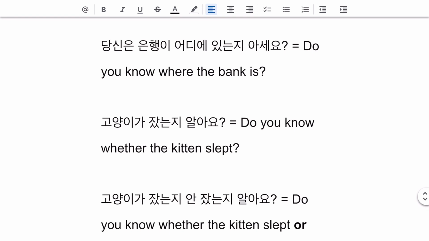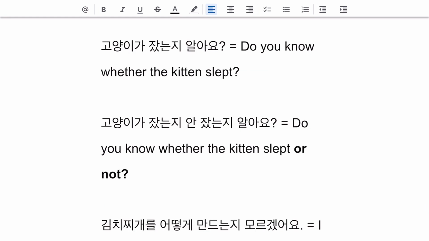I don't know. Do you know where the bank is? 당신은 은행이 어디에 있는지 아세요? Do you know where the kitten slept? Or whether, not where. Do you know whether the kitten slept? 고양이가 잤는지 알아요?